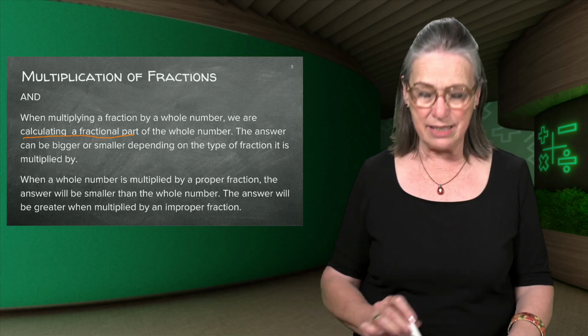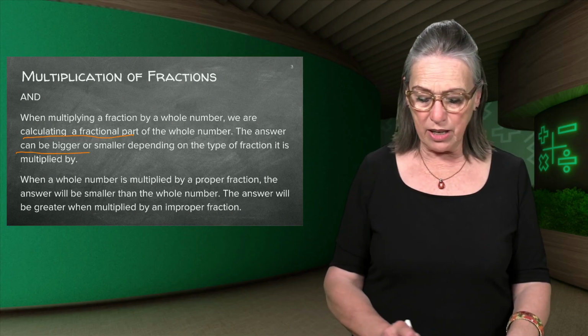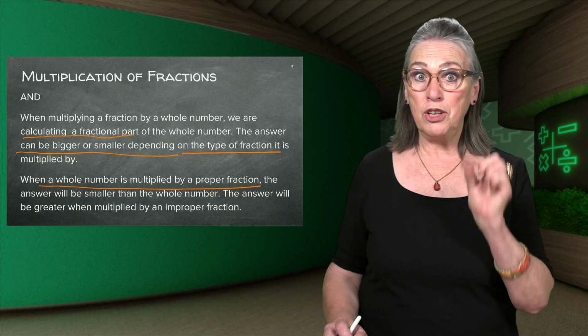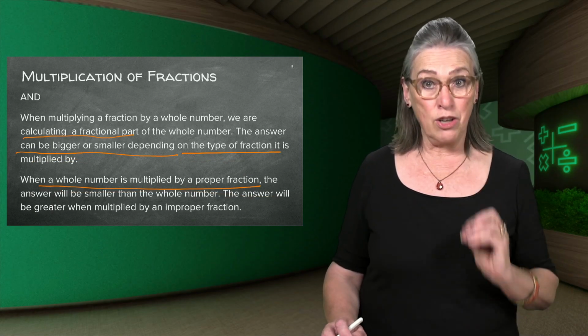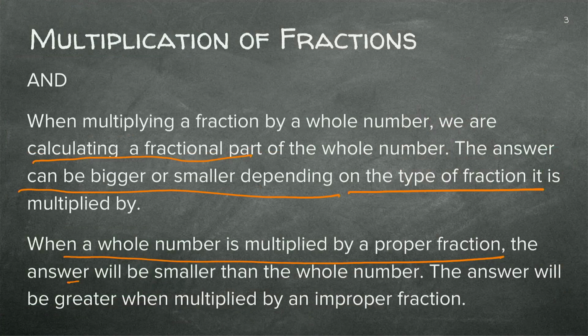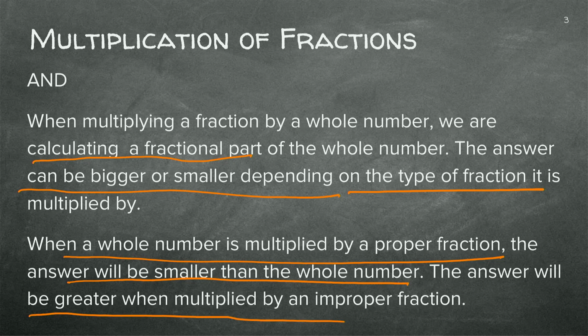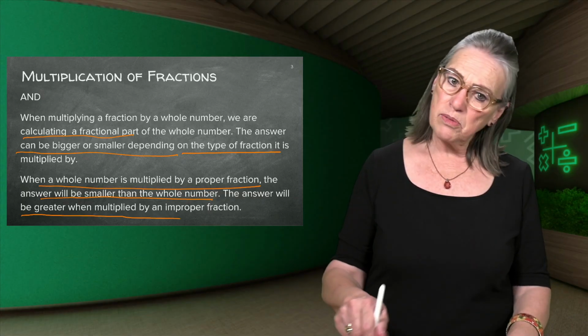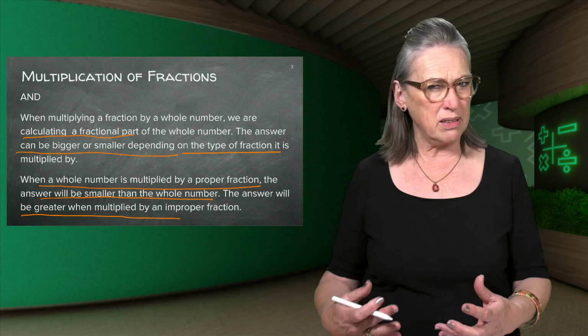Just think about it. Okay, let's read together. The answer can be bigger or smaller depending on the type of fraction. When a whole number is multiplied by a proper fraction, remember a proper fraction is when the numerator is smaller than the denominator, the answer will always be smaller than the whole number. And then just the reverse is true. So the answer will be greater when you multiply by an improper fraction. Only the three things. And this last one is just for you to check your answer. Is it possible or is it not possible?